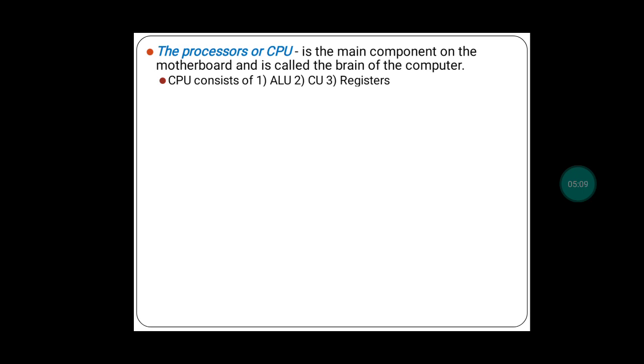So what is the work of ALU? As the name suggests, arithmetic and logic unit. It performs arithmetic in the sense addition, subtraction, multiplication, division, these kinds of operations, and logic in the sense AND, OR, NOT. So all those operations can be performed by this arithmetic and logic unit.